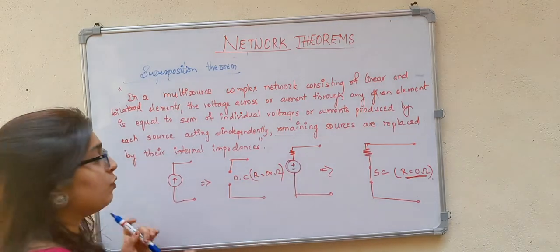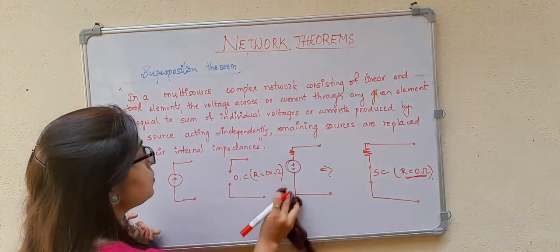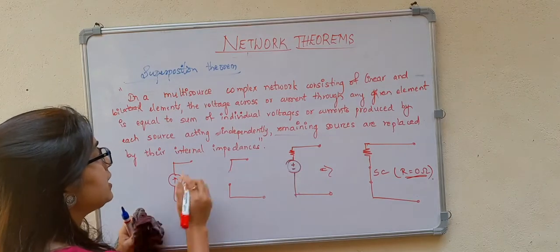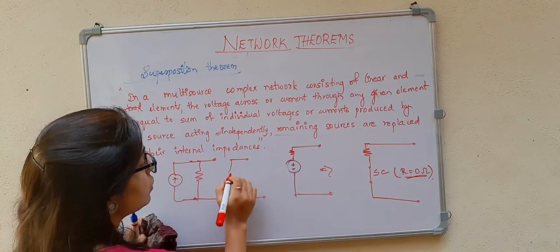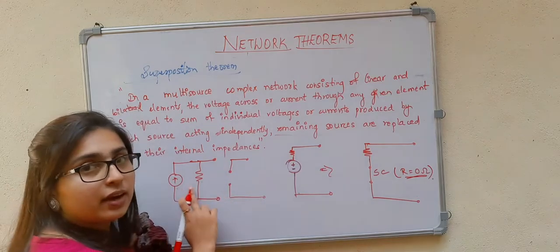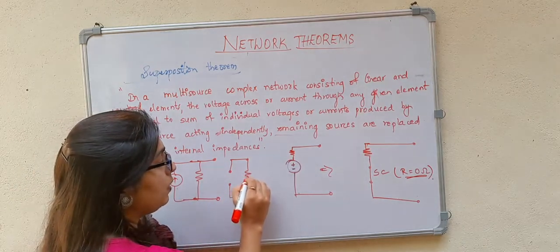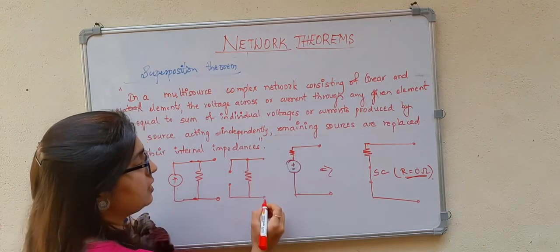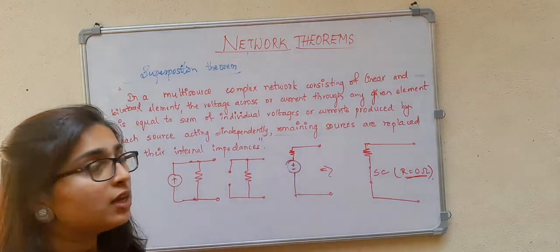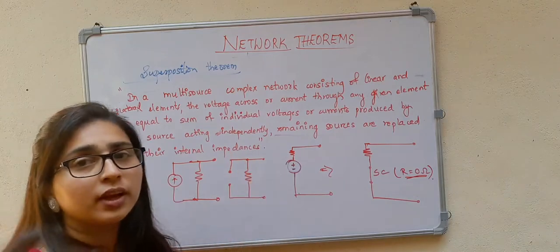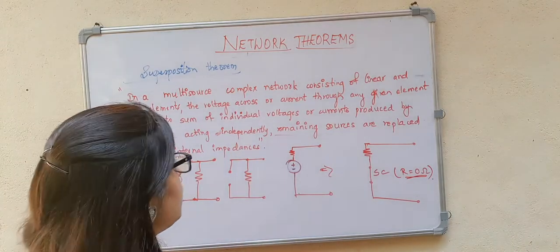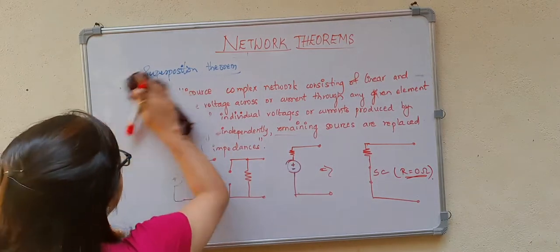Okay, but if this has the resistance which is in parallel, that is internal resistance, this is a practical current source, right? So in this case you will replace the current source by open circuit, but you will keep the internal resistance as it is in the network. Okay, this is how the remaining sources are replaced by their internal impedances. So now let us consider a circuit.